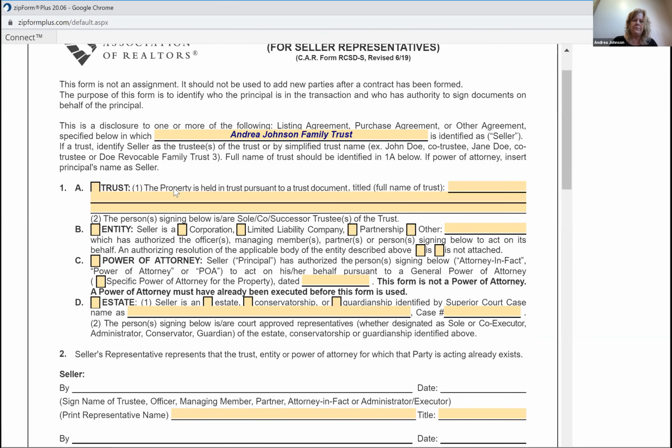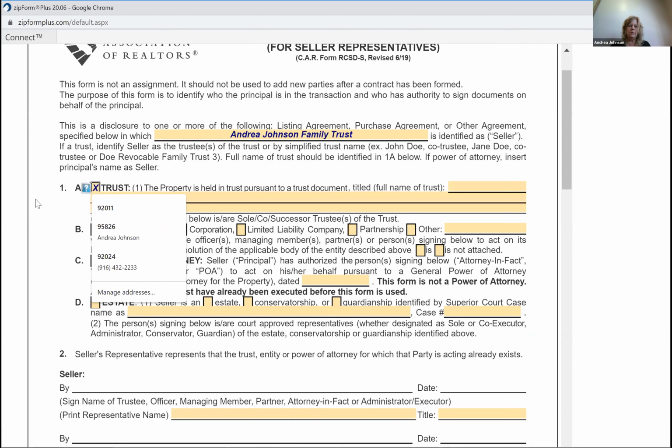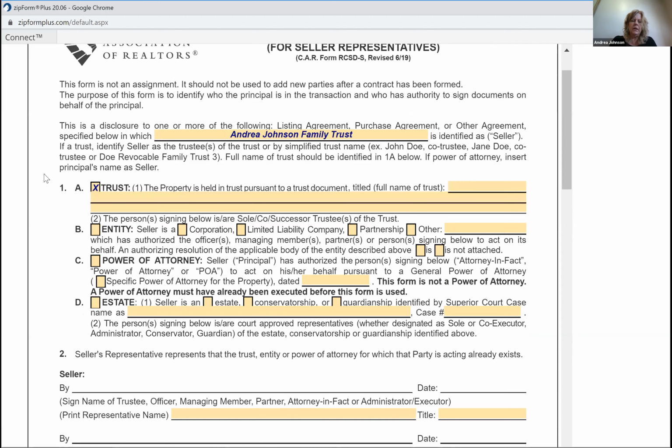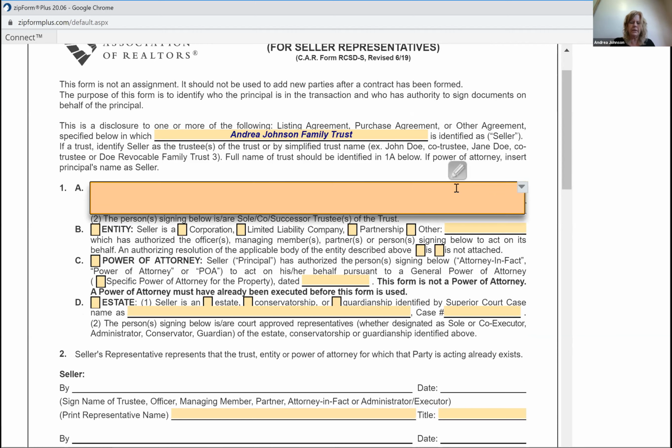Now, it says if it's a trust, identify seller as the trustee of the trust or by the simplified name. Okay, so this is telling you that you're going to put in the name of the trust, and usually the full titled name of the trust would be whatever it is.